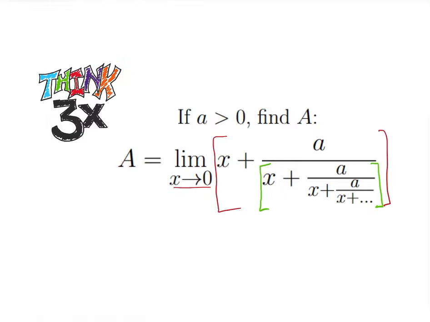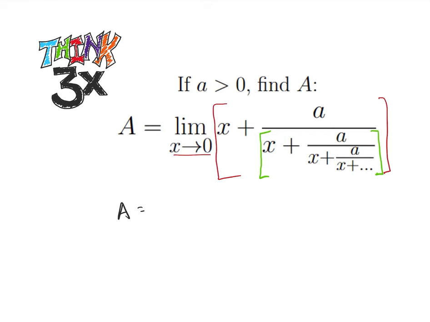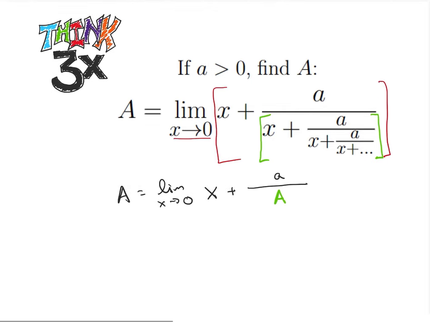What that means is that big A is equal to the limit as x approaches 0 of what's in the red bracket, so x plus a divided by what's in the green brackets, which we said was the same as what is in the red brackets, which is just our total expression big A, because it's the limit as x approaches 0 of that bottom portion. So we actually have the limit as x approaches 0 of x plus little a over big A. And that's really all we need to get to our solution here.